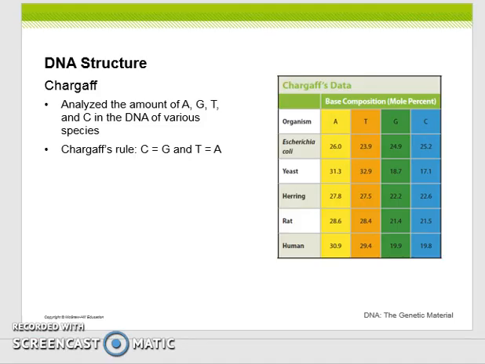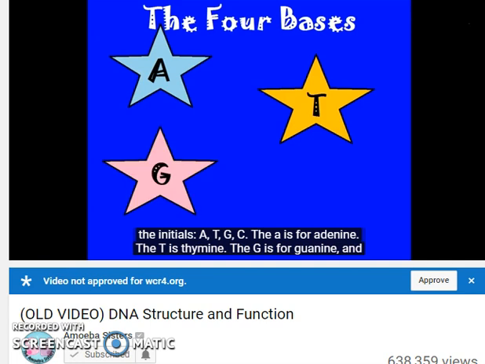So what Amoeba Sisters is getting ready to talk to you about is Chargaff's rule. C equals G and T equals A. So C's and G's will always match up, and T's and A's are always going to match up. You will never see a G and an A together. You will never see a C and a T together. Think of round peg, square hole. A, T, G, and C.